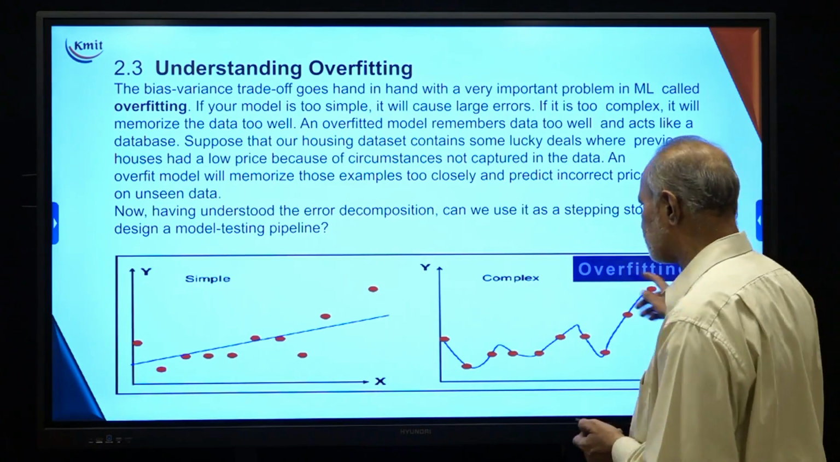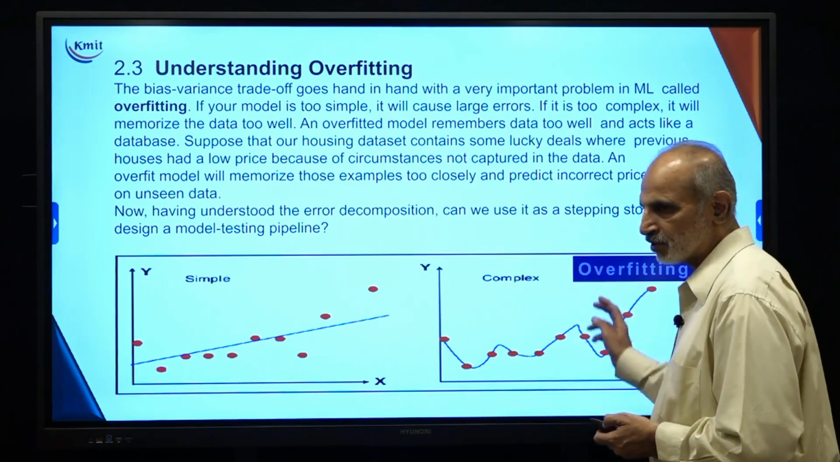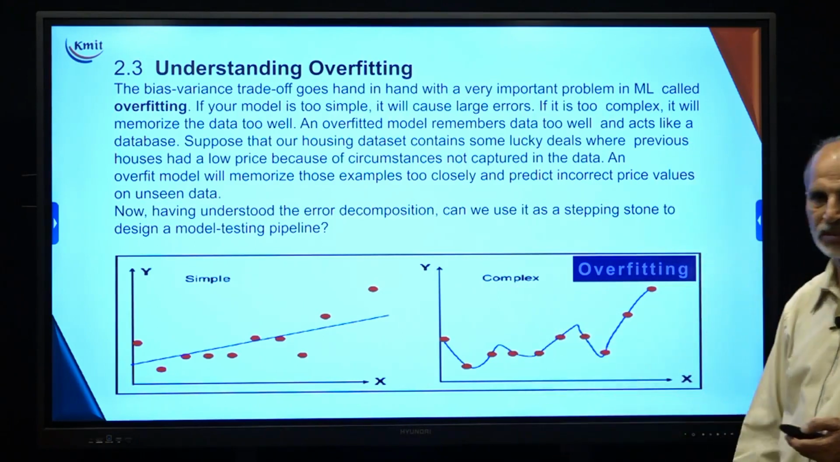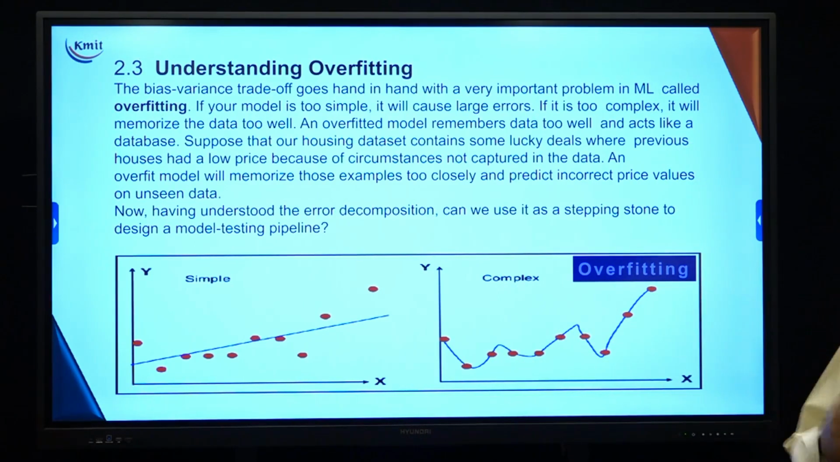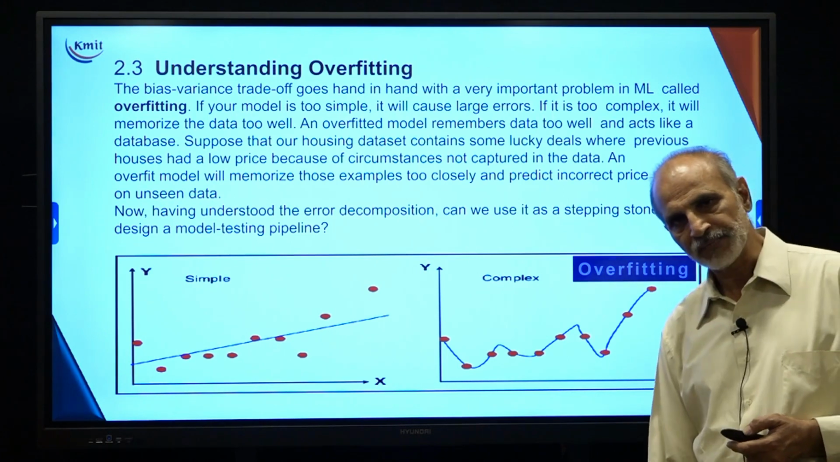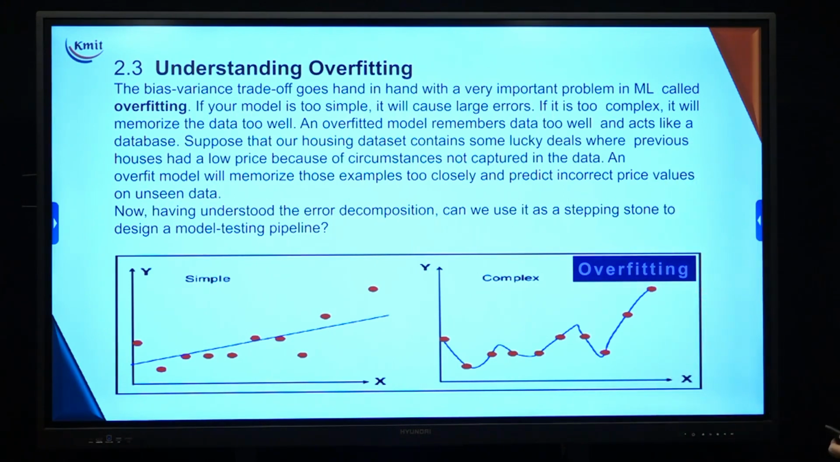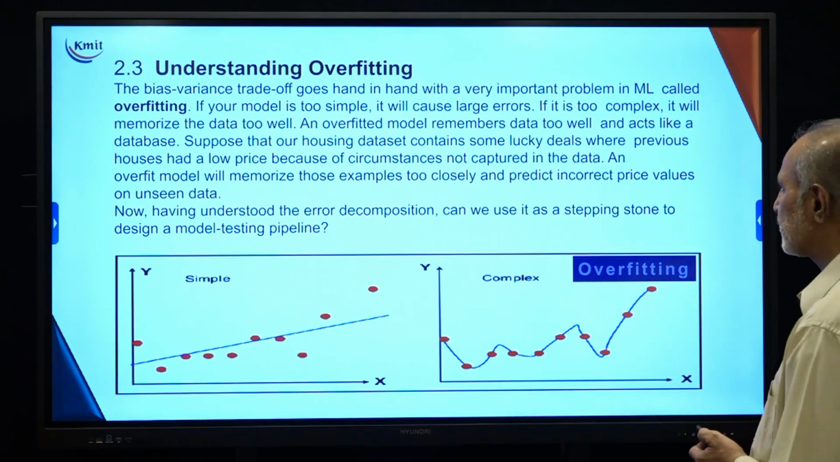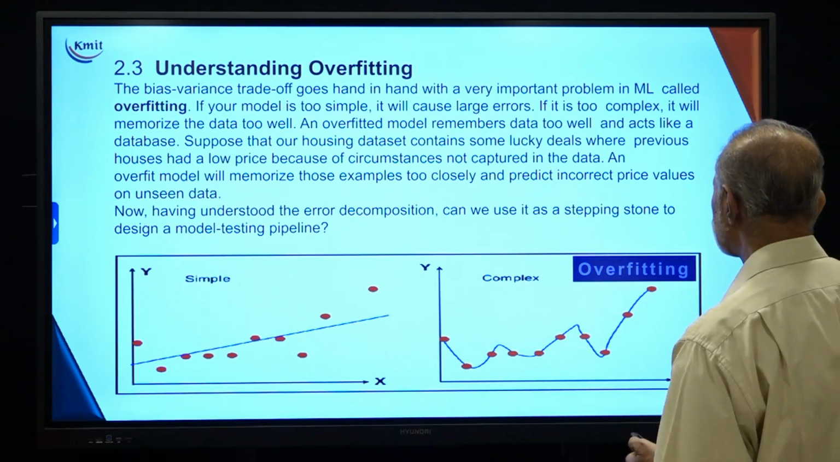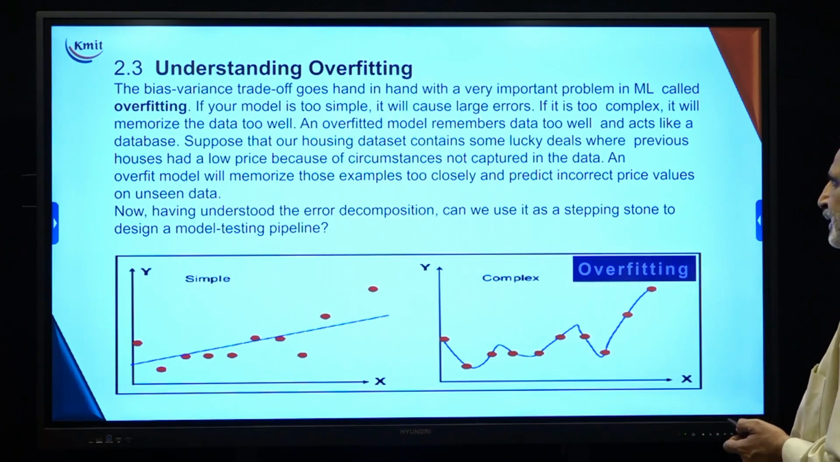So this is what we call memorization. Your model has memorized all the points. It is like a parrot that has been taught to welcome everybody: the parrot will not be able to identify the difference between a normal person and a thief. That means my model has overestimated things. An overfitted model remembers the data too well and acts like a database.